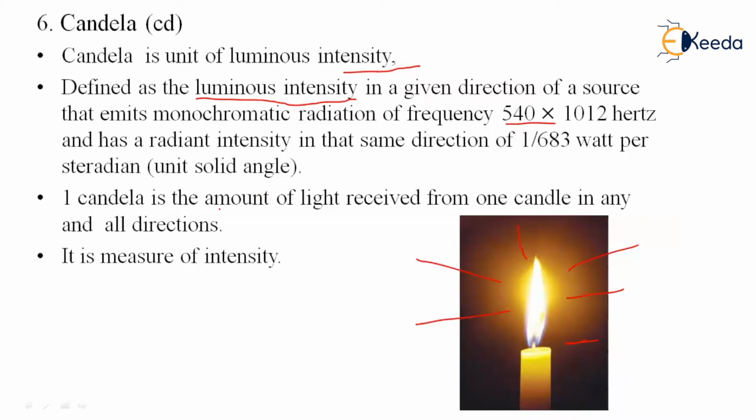So one candela is that amount of light received from one candle in any and all directions. It is a basic quantity to measure the intensity of light we are getting from a given source of light. We will see this steradian in the upcoming slide. So candela is the amount of light received from one candle in all directions, which is used to measure the intensity of light given by any given source of light.